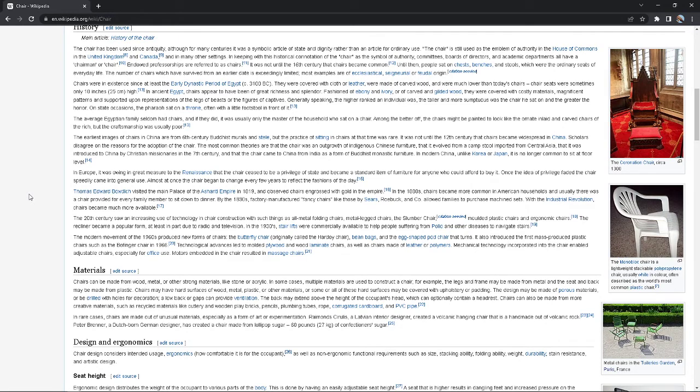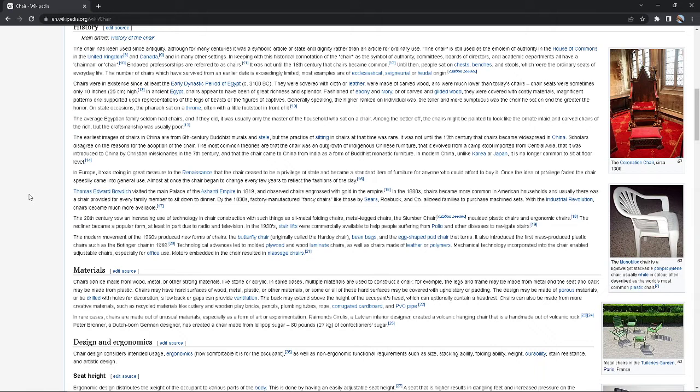Materials. Chairs may be made from wood, metal, or other strong surfaces like stone or acrylic. In some cases, multiple materials are used to construct a chair. For example, the legs and frame may be made of metal and the seat and back may be made from plastic. Chairs may have hard surfaces of wood, metal, plastic, or other materials, or some or all of these hard surfaces may be covered in upholstery or padding.